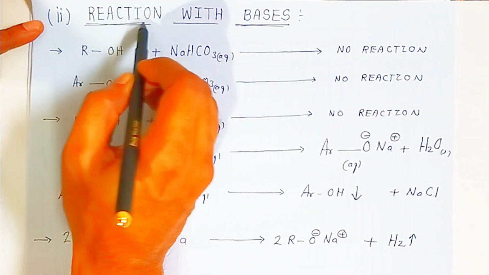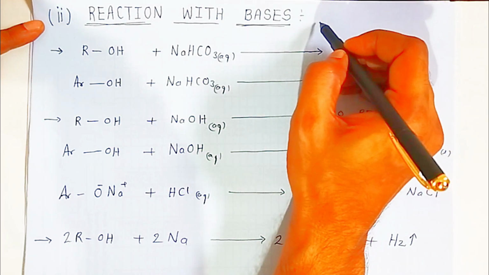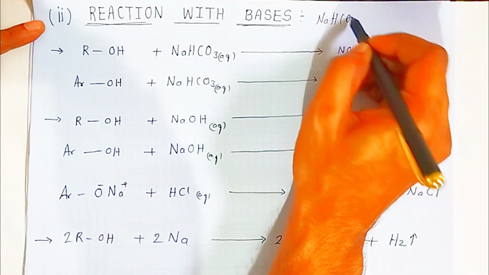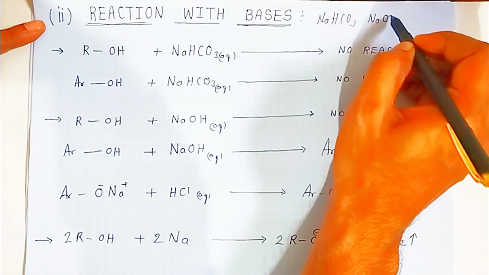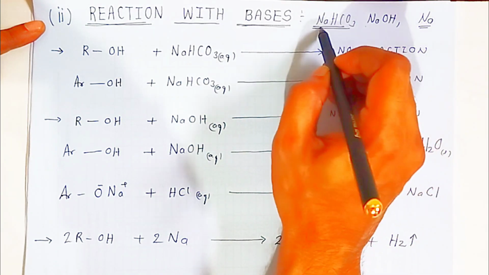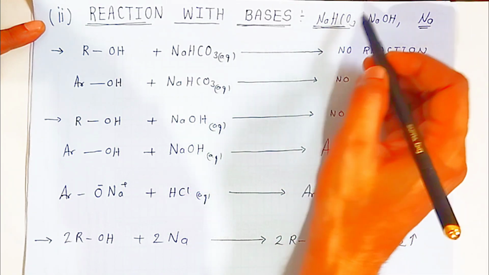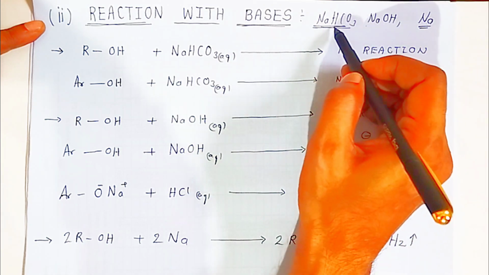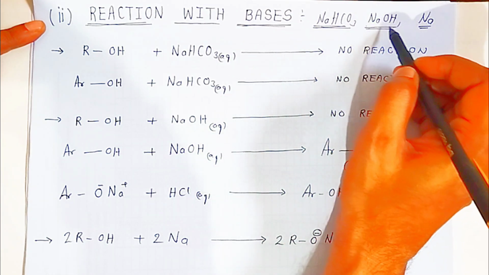In the laboratory students, you also have sodium bicarbonate, NaHCO3, sodium hydroxide and sodium metal. Sodium bicarbonate, NaHCO3, is a weak base, and sodium hydroxide is what? A strong base. And sodium metal.